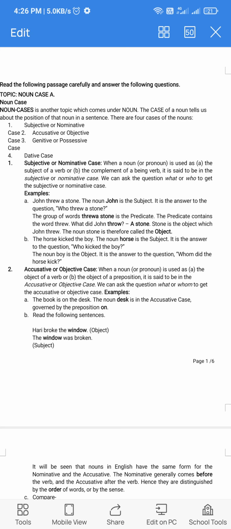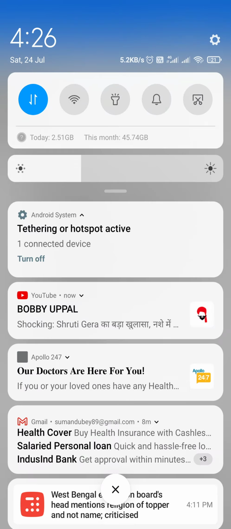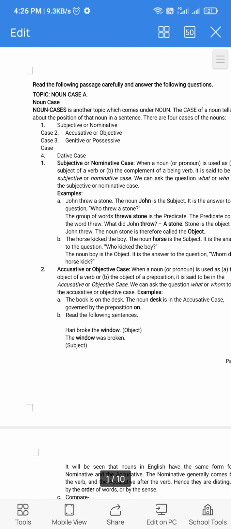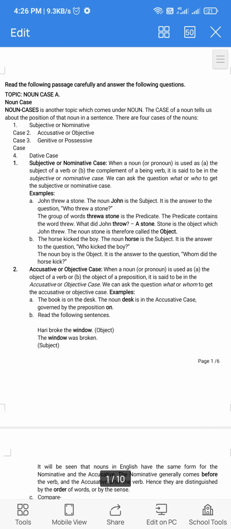Dear students, as you can see, it is written about the case. I have sent it to you already, uploaded it in your group. But you know what? We need to revise the things right now because, sorry, CC is coming and I have already uploaded the CC syllabus in your group also. So it is time that we revise something. So as you can see there, it is noun case.